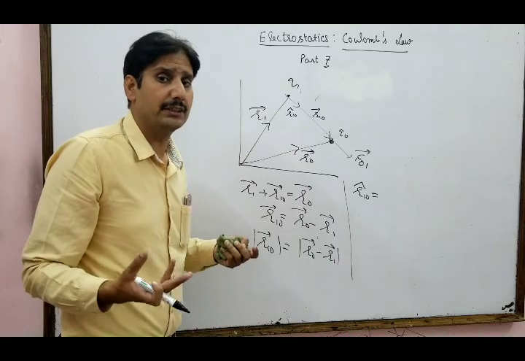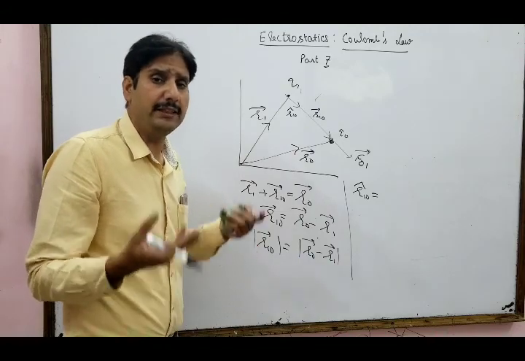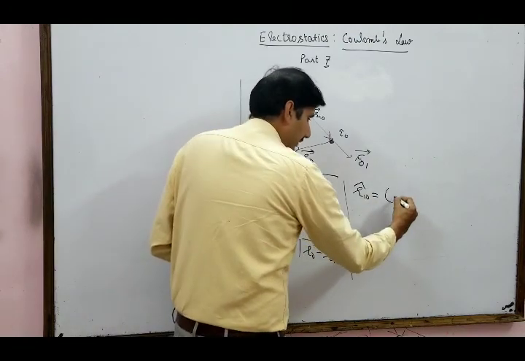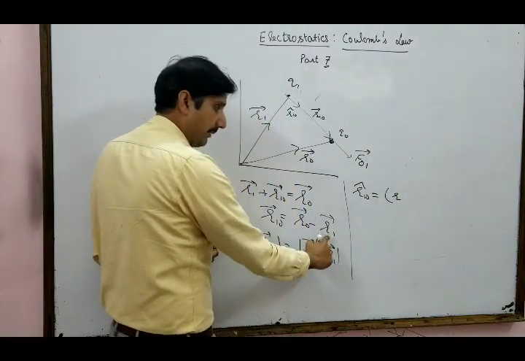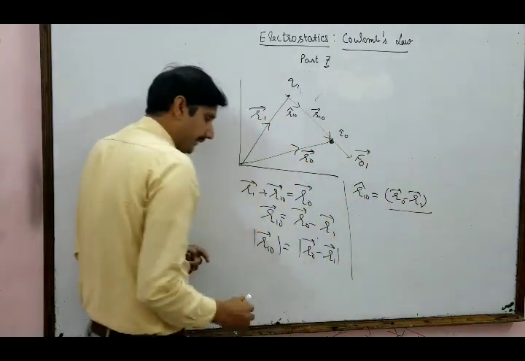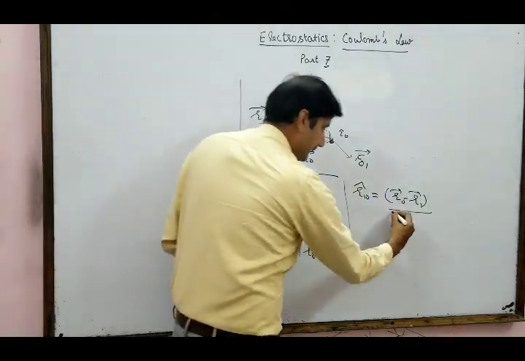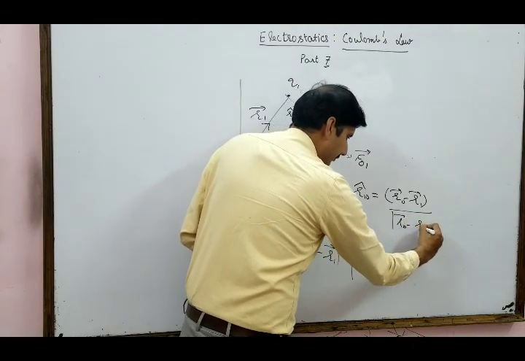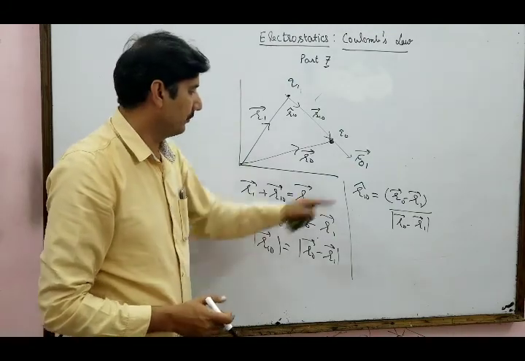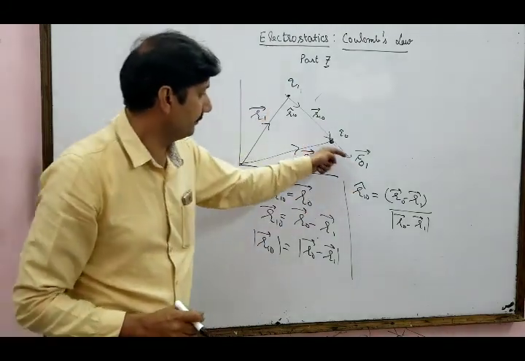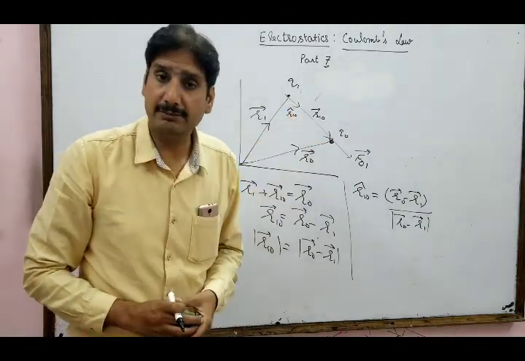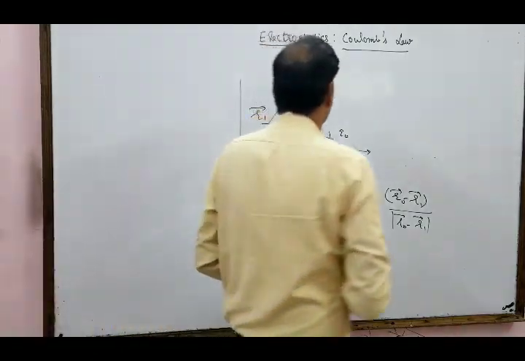How do you find out the unit vector? You divide the given vector by its own magnitude. So what was the vector? The vector is R0 minus R1 whole divided by its magnitude, which is R0 minus R1 modulus. So once I know the direction and the distance between the charges, I am ready to apply Coulomb's law. Let's do that.